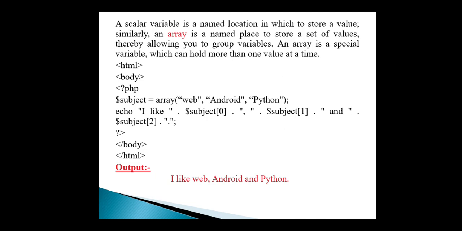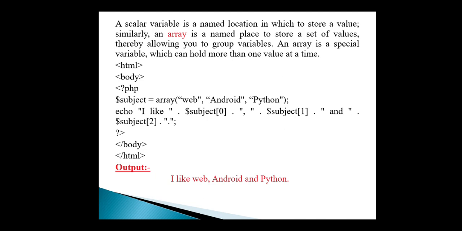An array is a special variable which can hold more than one value at a time. You can see one small example of how we can use arrays in PHP.